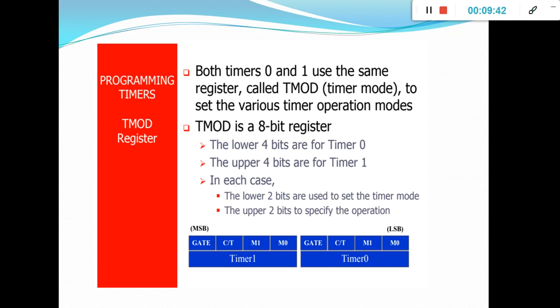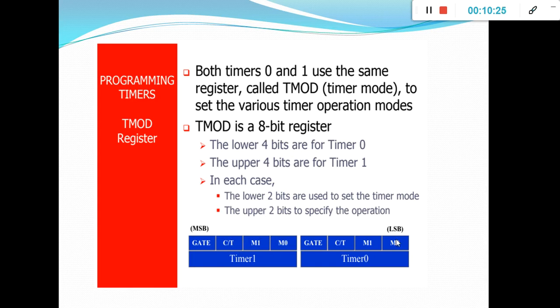TMOD stands for timer mode register, and its size is 8 bits. Here you can see the structure of the TMOD register: totally 8 bits, M0, M1, C bar T, gate, and again M0, M1, C bar T, gate. The lower 4 bits are for timer 0 and the upper 4 bits are for timer 1. So whenever you want to use timer 0, you put the values here, and for timer 1, you set the values here.